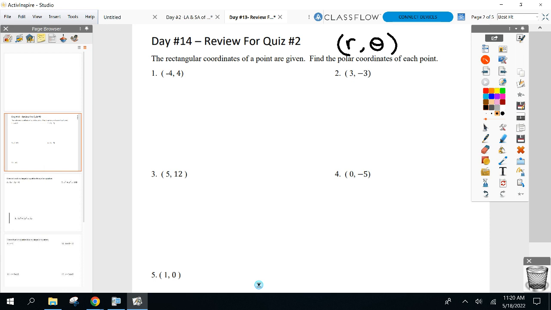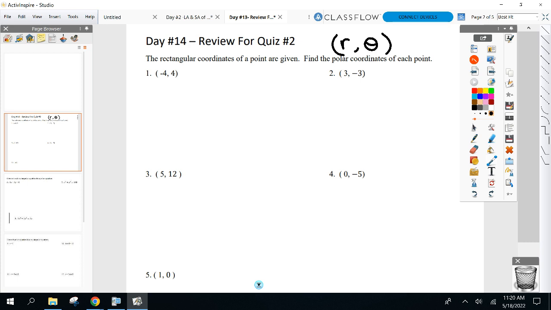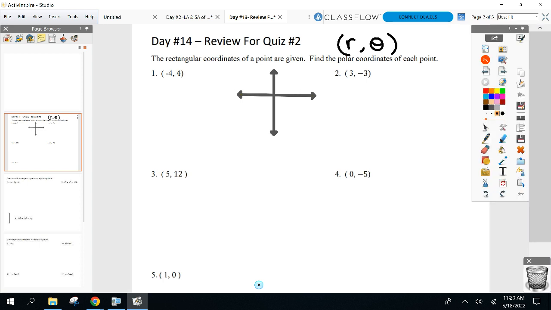Ready? Number one, by the way, I'm not going through all of these. Absolutely not. We got a lot to do still. (-4, 4). You have to start by saying, what quadrant is my point in? -4, +4. Okay, so just plop a point. Detail doesn't matter in the second quadrant. Connect it to the origin. That is the R value. However long that line is, that's your R value.